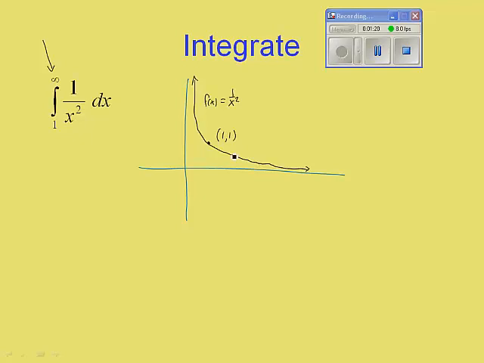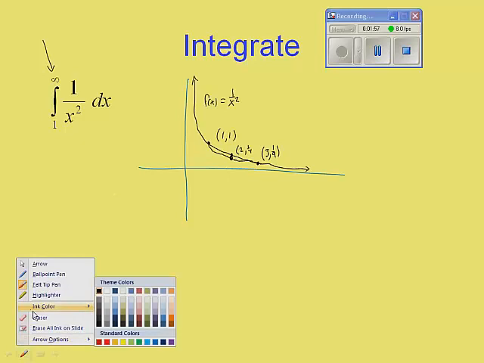It goes through things like 2 comma what? Wait a minute. 1/4. Okay, so actually it kind of gets down there quicker than I was representing it, right? By the time you get out to 3, where are you? 1/9. Okay, so we're starting to hug that x-axis already. See that? By the time you get out to 10, you're at 1/10. No, 1/100th. Okay.